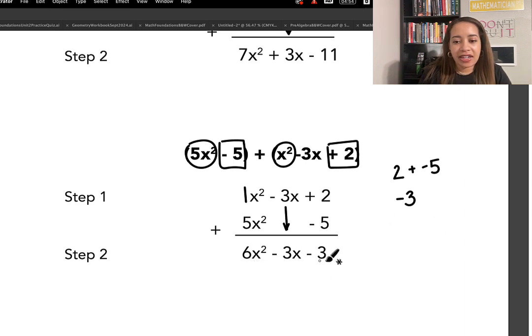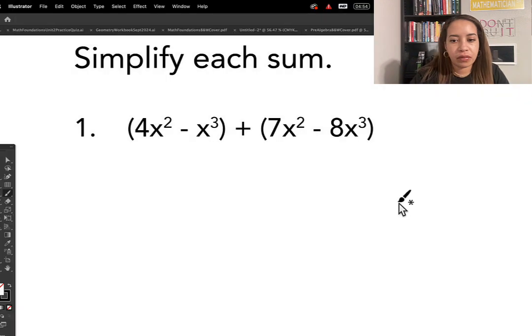So here's our final answer. We stacked up the terms that looked alike. We added, going straight up and down once we had the correct stacks. And we ended up with a final answer of 6x squared minus 3x minus 3. We will try out some problems together from start to finish.